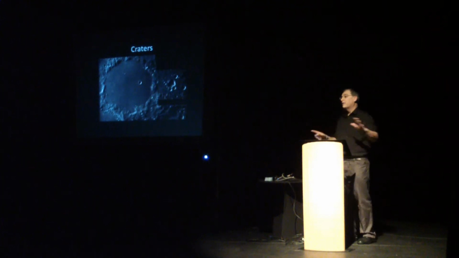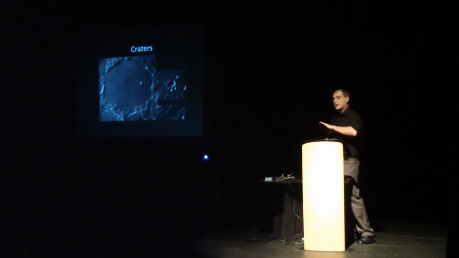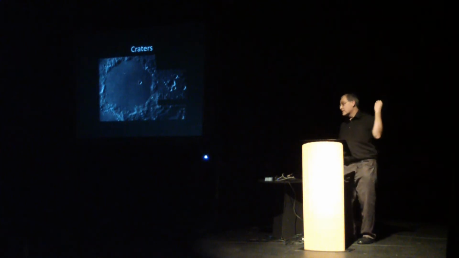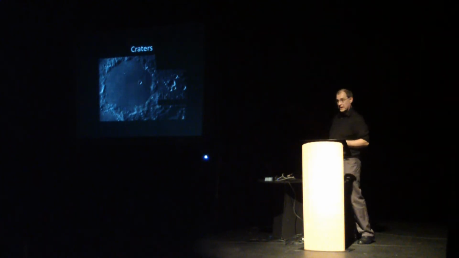And that's Ptolemaeus, which is a huge crater, where lava has come in and filled the crater and flooded it. So the floor of the lava is completely smooth. But a new crater has come in on top and made an indentation.